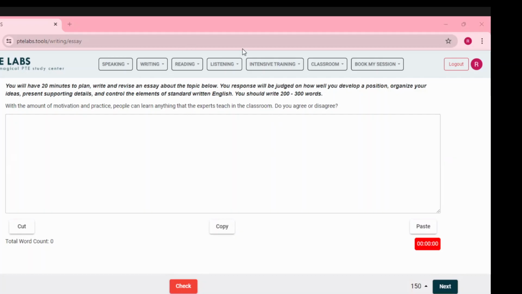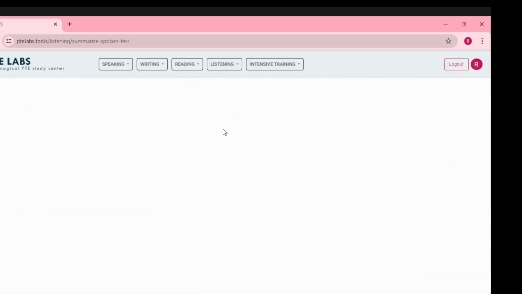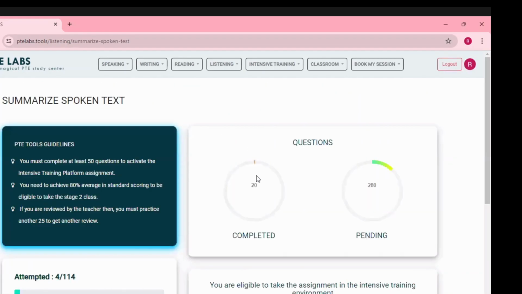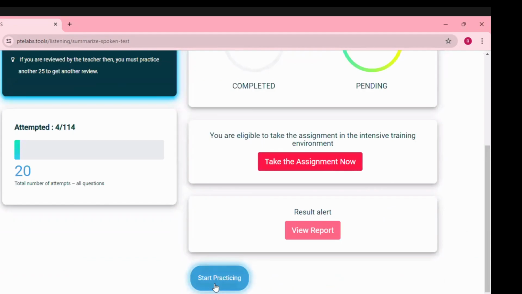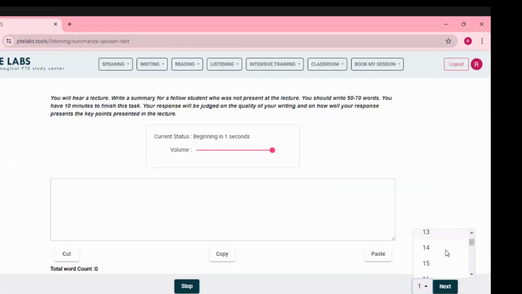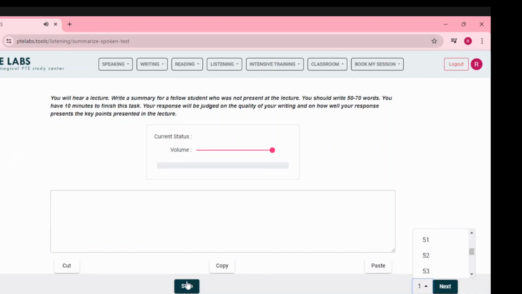All right. So we'll quickly move to SST. We'll take a question from there. Let's take question number 70. So listen carefully, take chunks and type the answer and then send it to the Padlet.